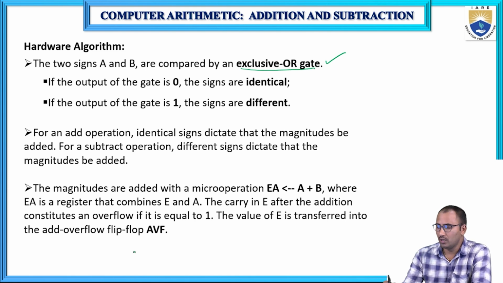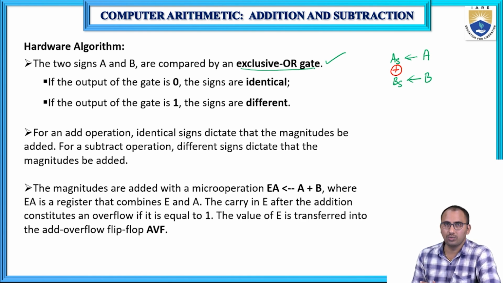So already we know we have two numbers, A and B. These are the two registers to store two different numbers. Here the sign of the A register is AS and the sign of the B register is BS. AS is a single bit, BS is also a single bit. In between them we perform an exclusive OR operation. Based on that, we decide whether the signs are the same or different.